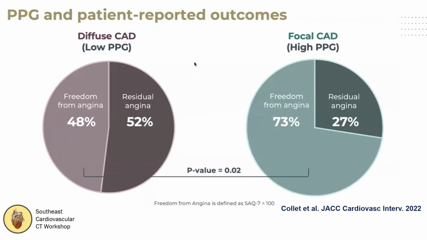And the pullback pressure gradient helps differentiate focal from diffuse disease physiology, as we mentioned. So a high PPG suggests focal disease that is likely to respond well to PCI, whereas low PPG values indicate diffuse disease with less expected symptomatic benefit after stenting. This is data from Carlos Collet and collaborators that was published at JACC Cardiovascular Interventions in 2022.